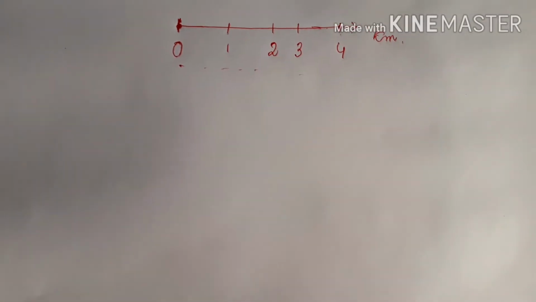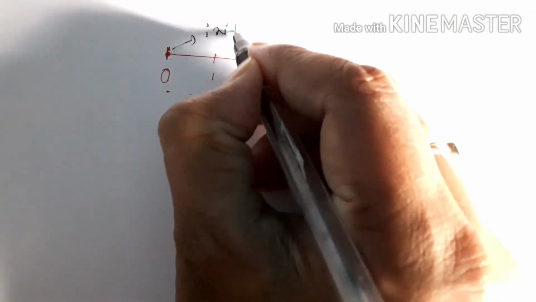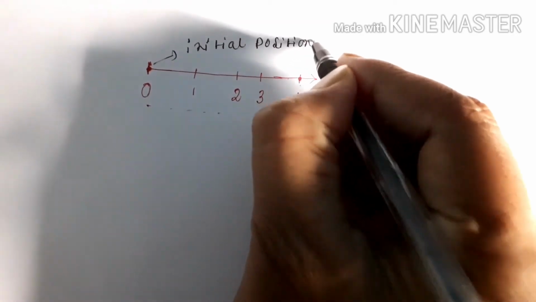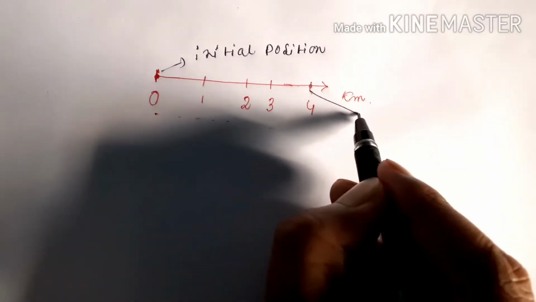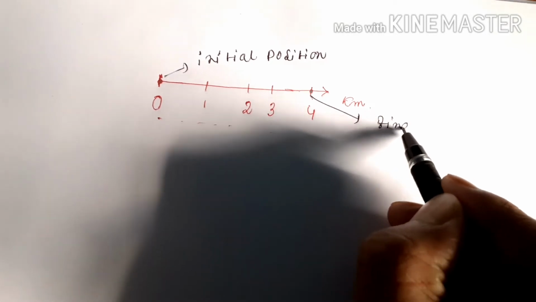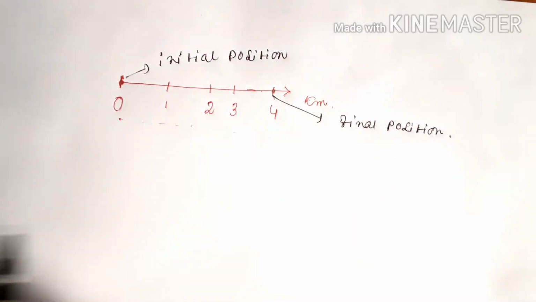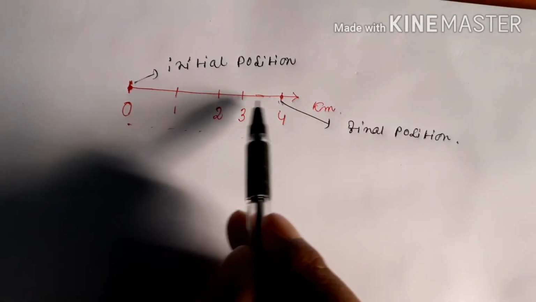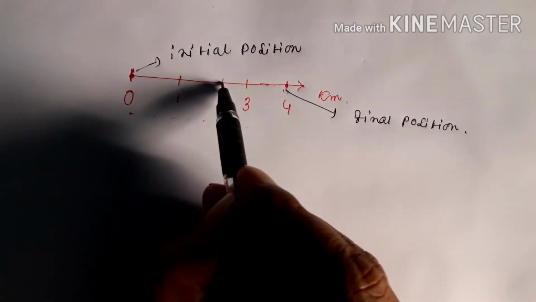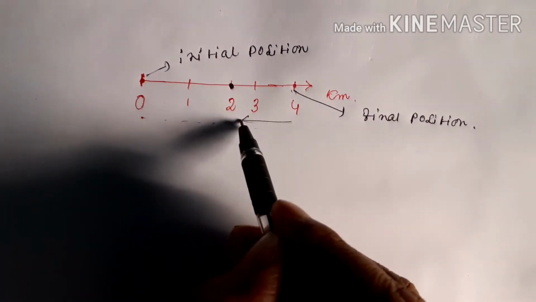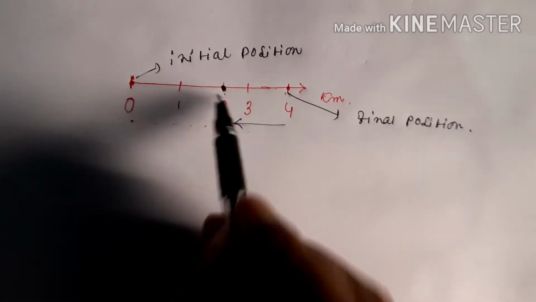Now suppose this one is the initial position, and this one is the final position when the body moved. Now the body reverses back and moves up to the 2 position. In this direction the body moved again and reached the 2 position.